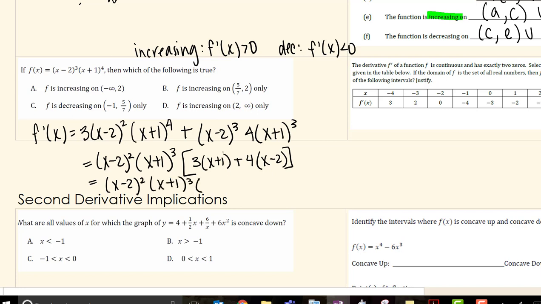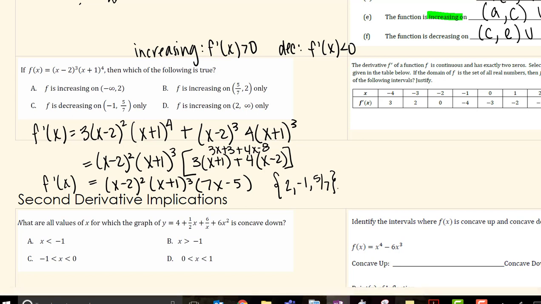I am left with what? 3x plus 3 plus 4x minus 8, 7x minus 5. This is that f prime of x. So I can find my zeros here. My zeros are going to be positive 2, negative 1, and 5/7. So to get a good idea of my intervals of increasing and decreasing, I'm going to plot these all and make a sign chart so that I can use that to determine what's happening with the original function.